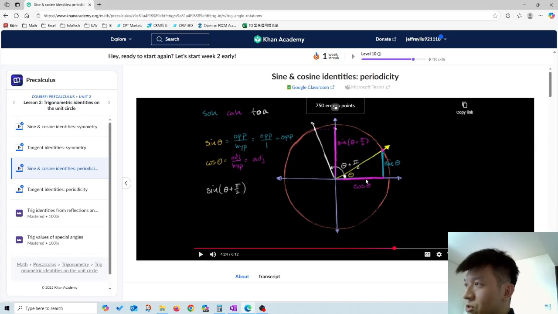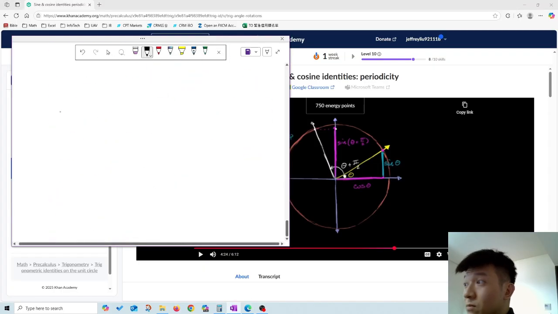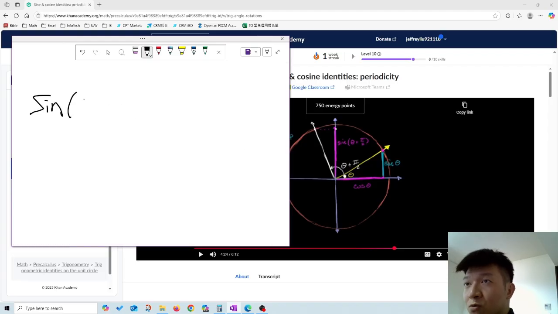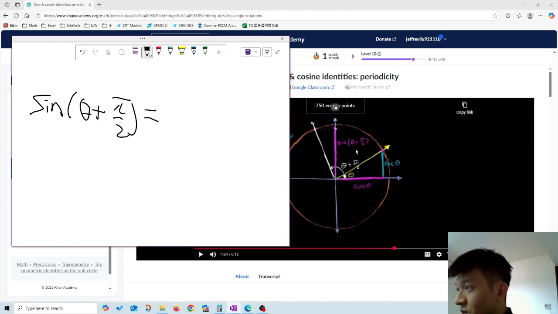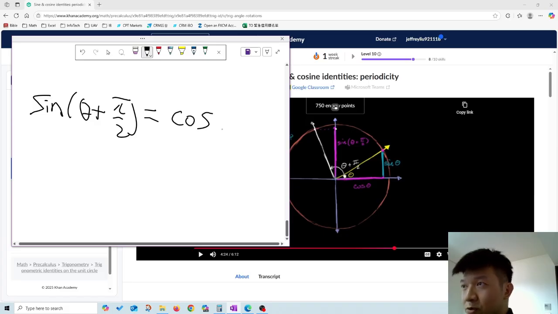And so you're gonna say, all right, so let's do sine first. Sine of the new angle, which is theta plus pi over 2, how does that compare to the original theta? That equals our cosine, right? Because this side equals this side, right? So that equals our original cosine theta.